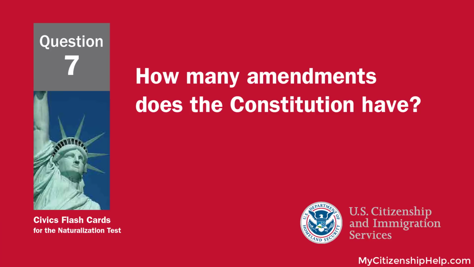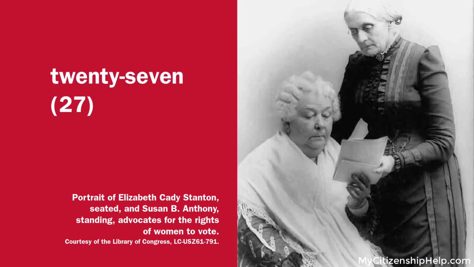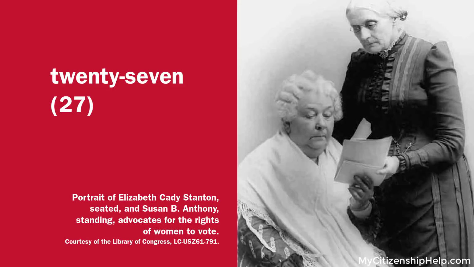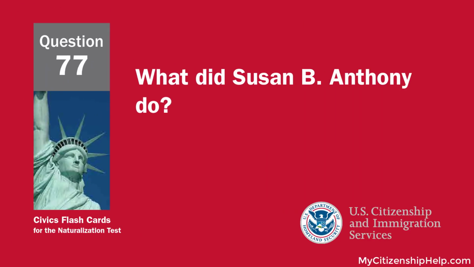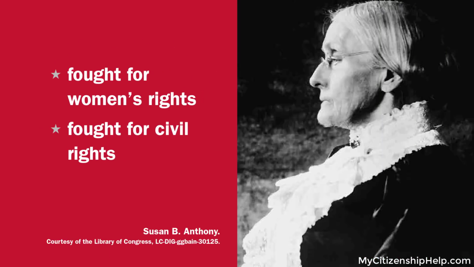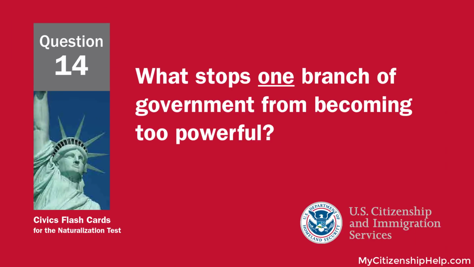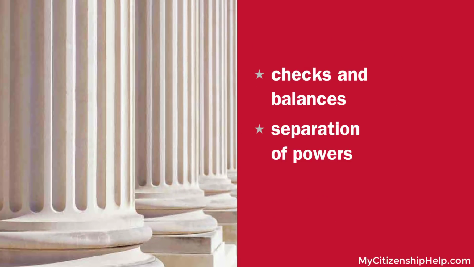How many amendments does the Constitution have? 27. What did Susan B. Anthony do? Fought for women's rights. Fought for civil rights. What stops one branch of government from becoming too powerful? Checks and balances. Separation of powers.